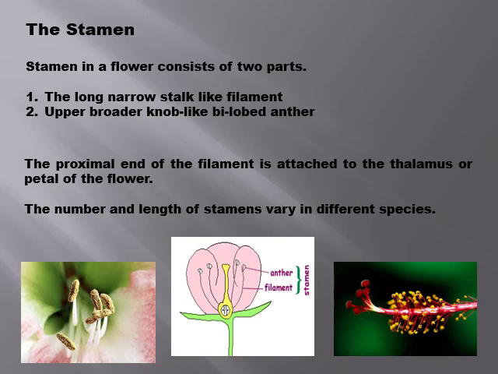The number and length of stamen vary in different species. So a stamen consists of two parts, anther and the filament. Anther and the filament are collectively known as the stamen, and stamen is the male reproductive part of the flower.